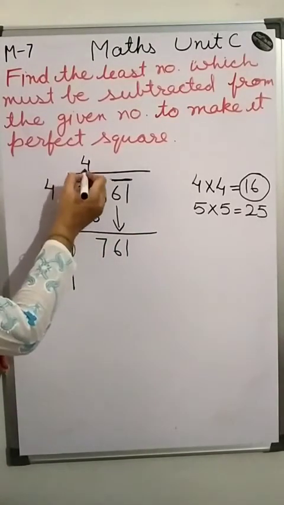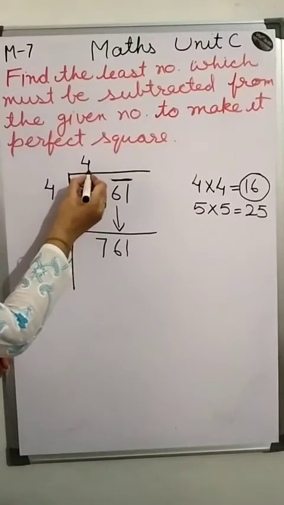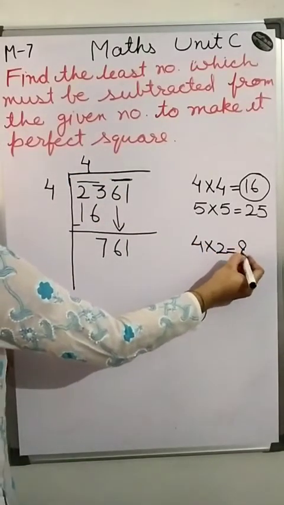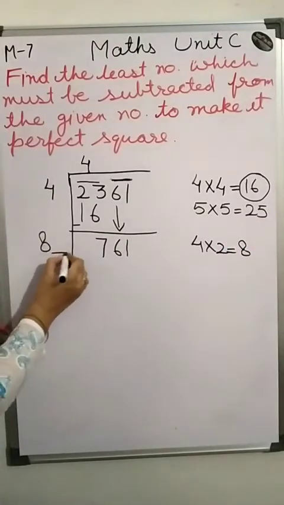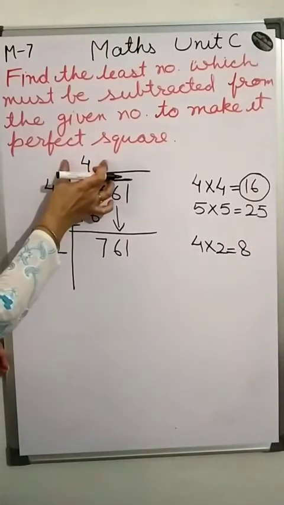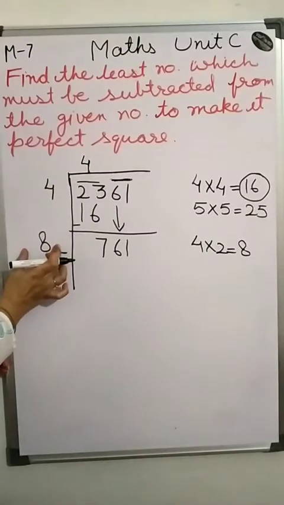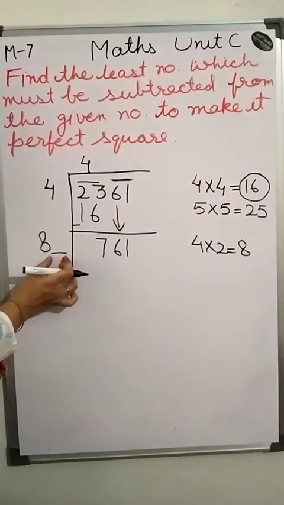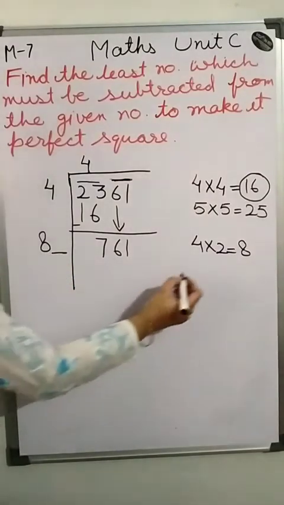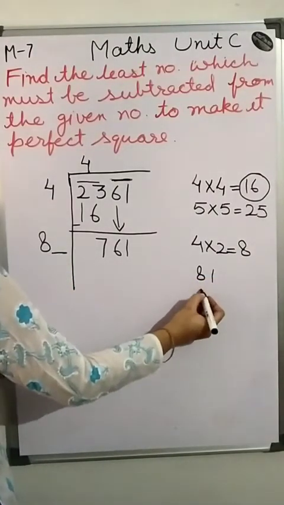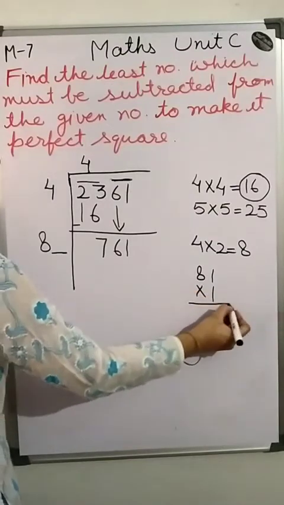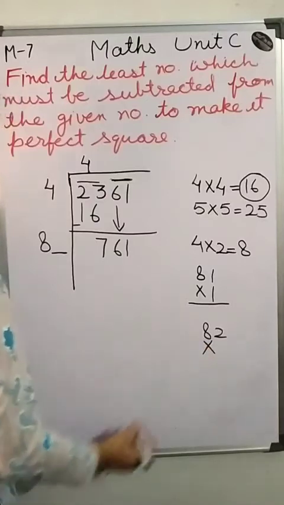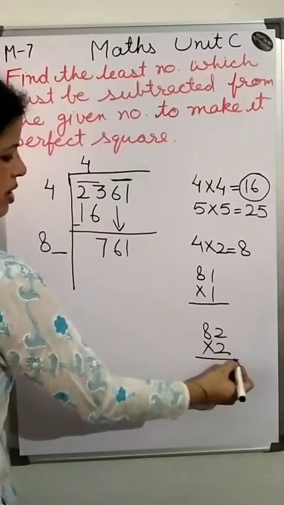Now what do you do? Write the double of this number, meaning 4 into 2 is equivalent to 8. Double this number and write it here. And leave a space here, and fill this space with a number such that when we multiply, suppose I am multiplying by 1, we should multiply 81 by 1. If I am multiplying 82 by 2, I multiply it by 2.